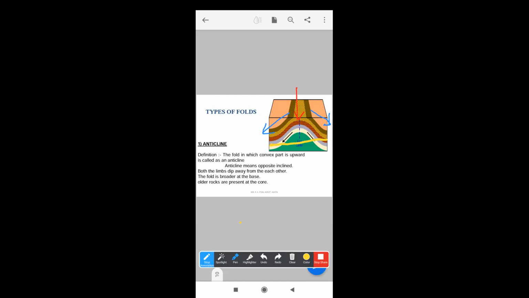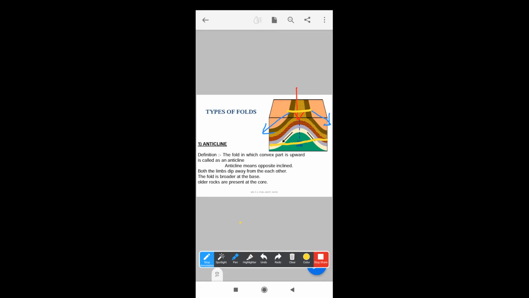Okay, so the length of the fold at the base is maximum, and towards the top it is minimum. That's why it is considered that the fold is broader at the base and narrow at the top, because the length is maximum towards the bottom side and minimum towards the top side.